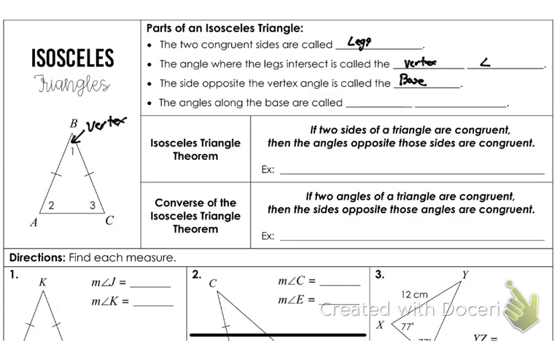So with the base come angles attached to the base. We have a vertex and we have 2 and 3. Those are the angles attached to the base. Those are called base angles.